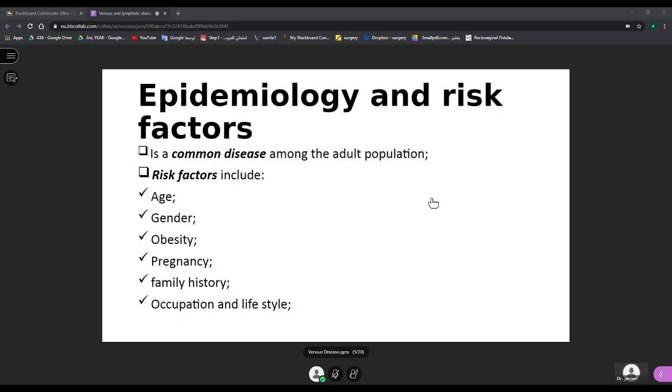Obesity is a risk factor, and this may explain why females are more prone to the disease in comparison to males, because we know that females tend to be more obese than males.